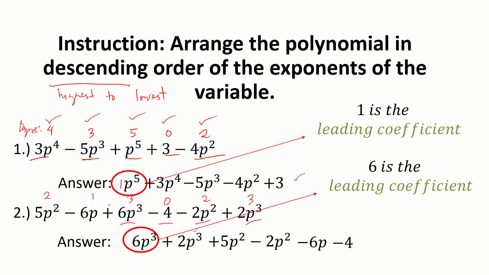But of course, you might be asking, sir, 6 and 2 are the coefficients of the terms with the highest degree. So to answer that, you can still combine this. So the actual leading coefficient here is not a 6, but that would be 6 plus 2. So the leading coefficient is an 8, because 6p cubed plus 2p cubed is 8p cubed.